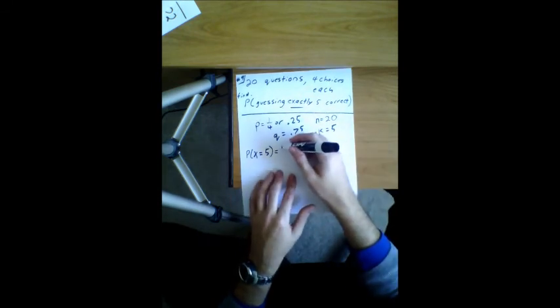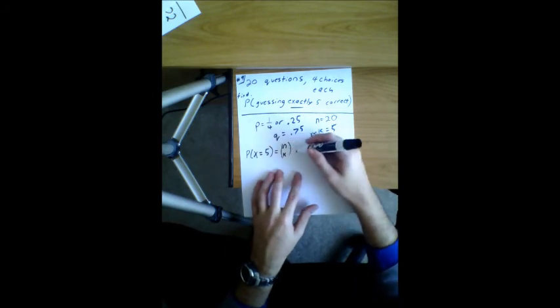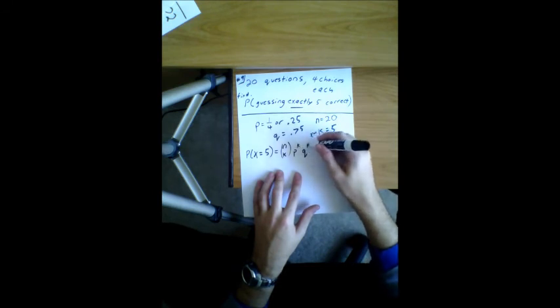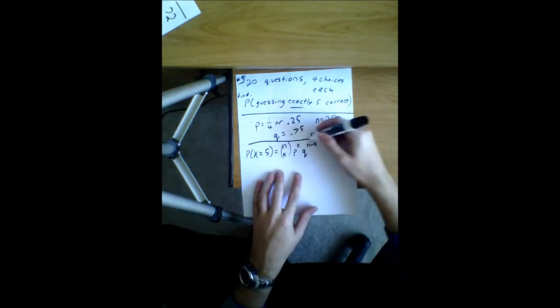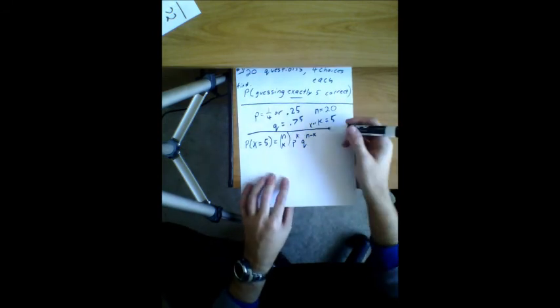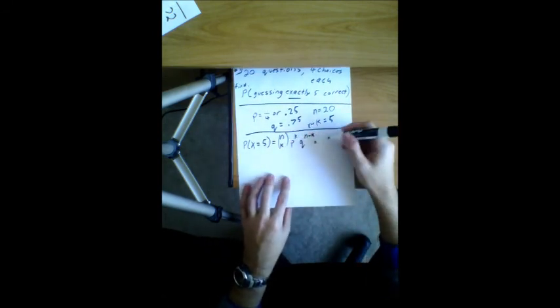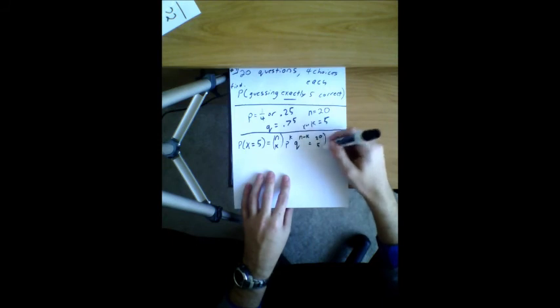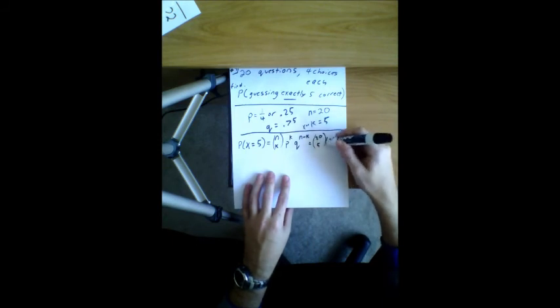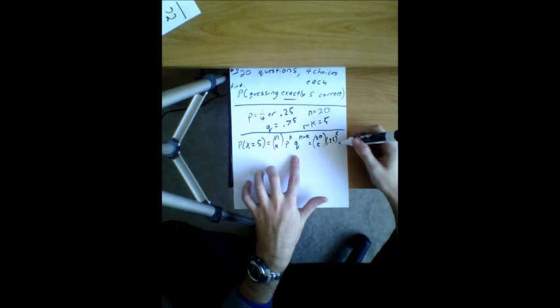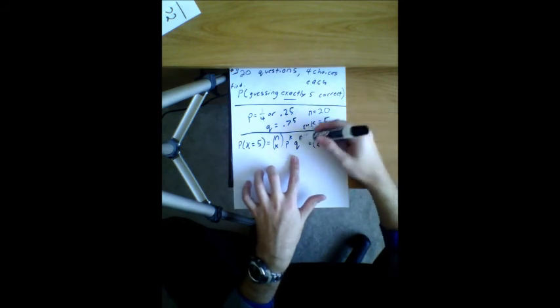So this is going to be n take k, right? n take k times p to the k times q to the n minus k. Plugging this in, we get 20 take 5, and we get 0.25 raised to the 5th, and q is 0.75. And then this is 20 minus 5, so this is 0.75 to the 15th power.